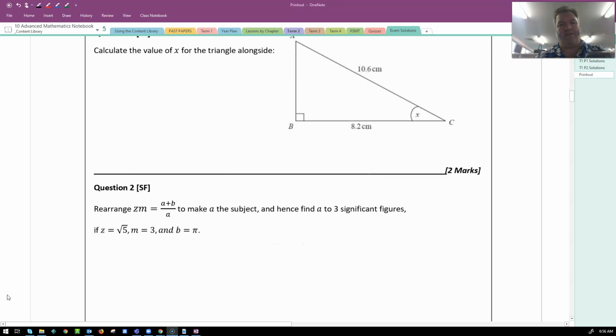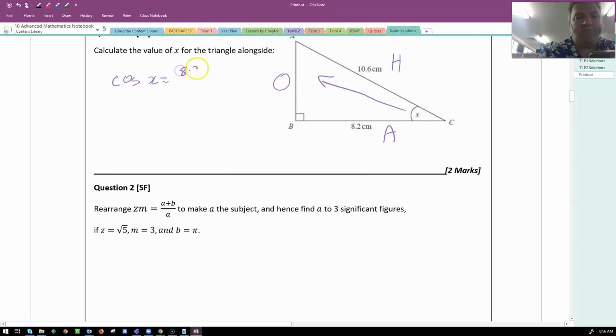Calculate the value of x in the triangle alongside. Right-angled triangle, so we're going to label our sides as our first step. Always a good idea. That's the hypotenuse opposite the right angle. Opposite the angle we've been given is the opposite side, and this is the adjacent. We've got adjacent and hypotenuse, that's cosine. So the cosine of x equals the adjacent side, 8.2, divided by the hypotenuse, 10.6.